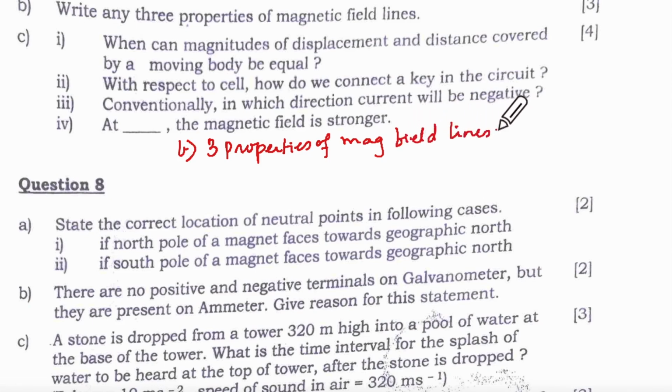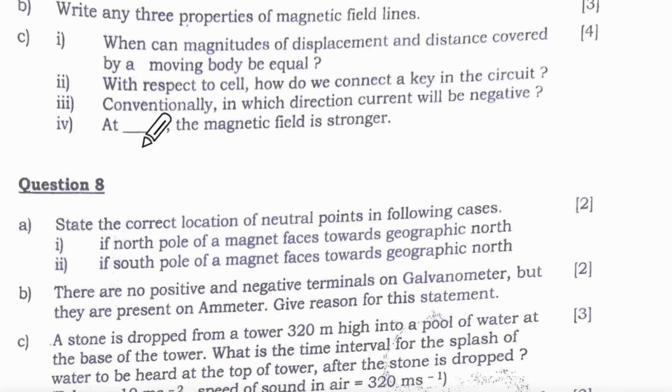This is learning work. Leave approximately 4 lines. Okay, this is for 3 marks. Then we come to C. What is the first part? Read. When can magnitudes of displacement and distance covered by a moving body be equal? So what will you say? When they are in a straight line, correct? Because displacement means shortest distance in a straight line, correct?